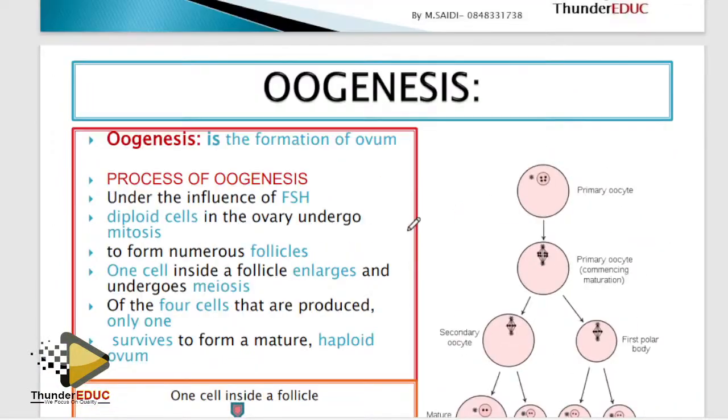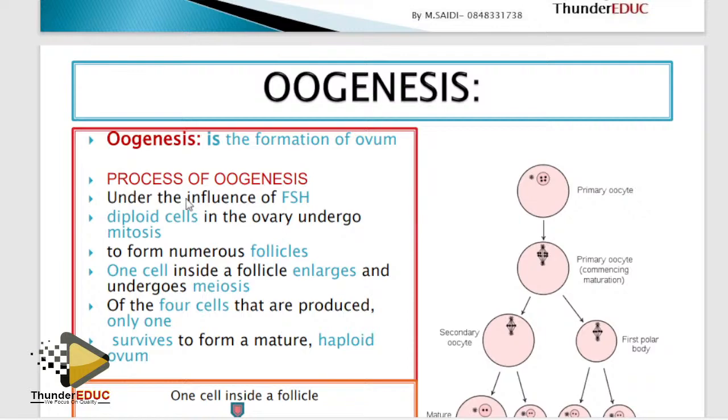Oogenesis. What are you talking about on oogenesis? Same story. Don't waste time with too much information in your books, you end up cracking your head. We're not looking for that. This is what we are looking for.